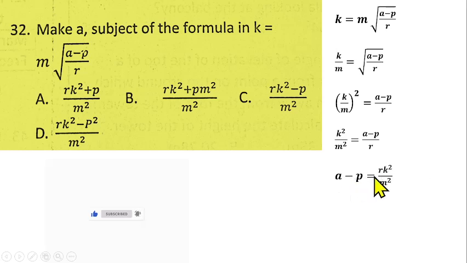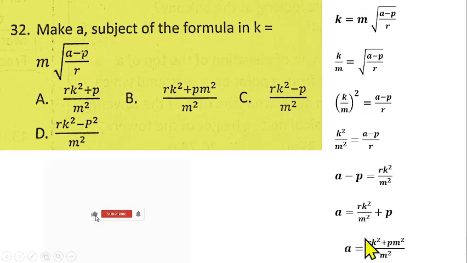So you'll be having a minus p equals r k squared over m squared. Then our aim is to find a, which will be equal to, take p to this side, you'll be having a equals r k squared over m squared plus p. Then if you look at the options provided, they found the LCM of this. So if you find the LCM, you'll be having a equals r k squared plus p m squared over m squared. The LCM is m squared. m squared in m squared is 1 times r k squared gives us r k squared, plus 1 in m squared, that will give us m squared. m squared times p gives us p m squared. So I think option B is the correct option for question number 32.